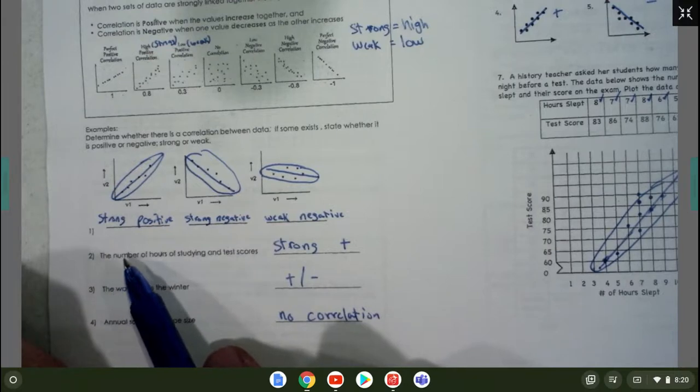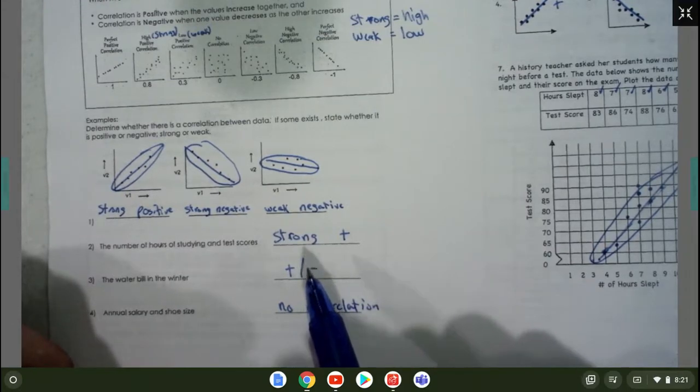And then we had just some example word problems here. So a number of hours studying and test scores, right? So we would expect as the number of hours you study increases, your test score should also increase. So that's positive, and it's probably pretty strong, right? Probably pretty strong. The water bill in the winter, you could have said positive, you could have said negative, you could have said no correlation. Honestly, it just depends on your justification, all right?